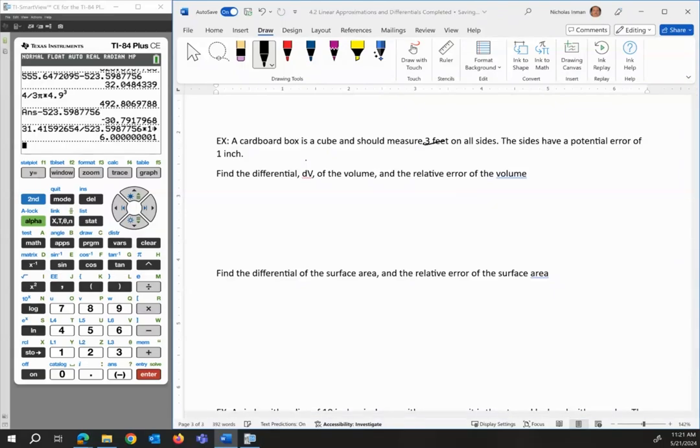So I'm going to go ahead and cross this out and put 36 inches. Okay. So find the differential dV of the volume and the relative error of the volume. Well, we're talking about the volume. So the volume of a cube is just s cubed. So our dV/ds would be 3s squared. So our dV is 3s squared ds.